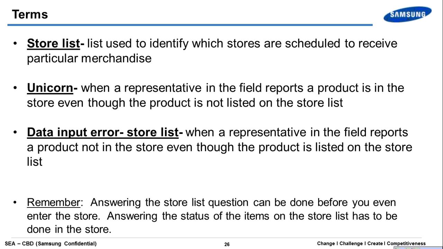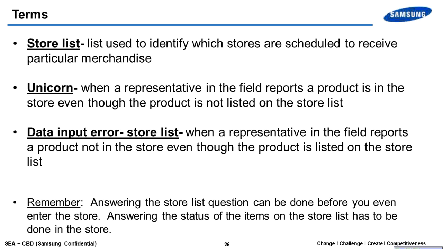A few things to remember and some terms. What is a store list? It's a list used to identify which stores carry a certain item. We do an error reporting every week, and there are two terms that we use, and that's a unicorn, which is an imaginary creature. So whenever an SRE reports that a product is in the store or on the store list, whenever it's not even listed to be in that store, that would be an imaginary product. It's not sold in that store, so thus it shouldn't even be there. So that would be a unicorn.